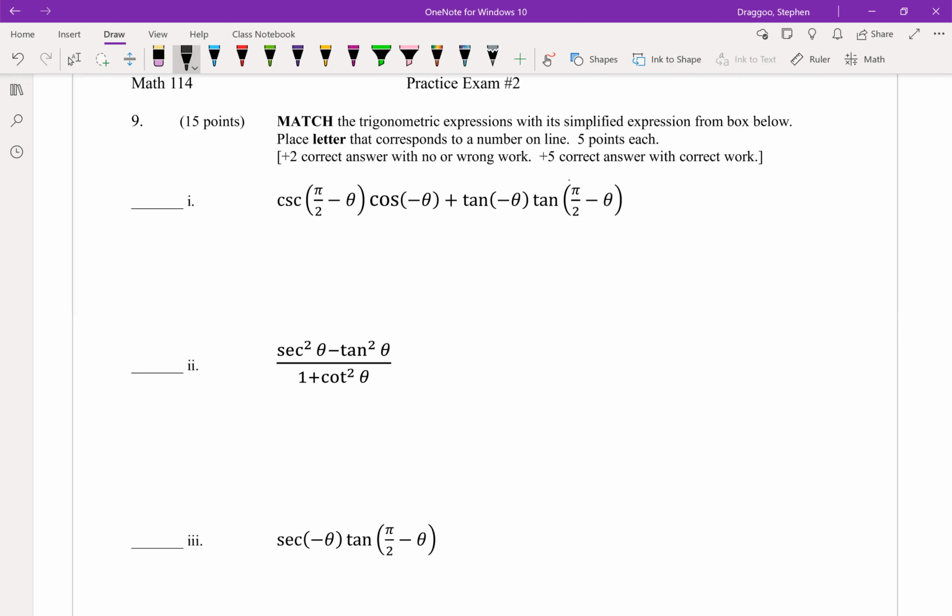Okay, real fast. Cosecant of pi over 2 minus theta is secant of theta. Cosine of negative theta is cosine of positive theta. It's an even function. Tangent of negative theta is negative tangent of theta. And tangent of pi over 2 minus theta is cotangent theta.